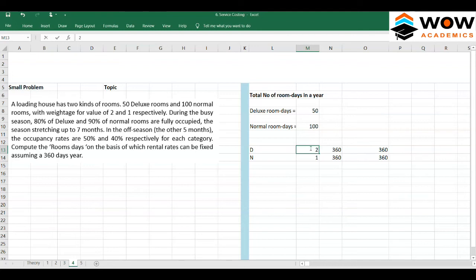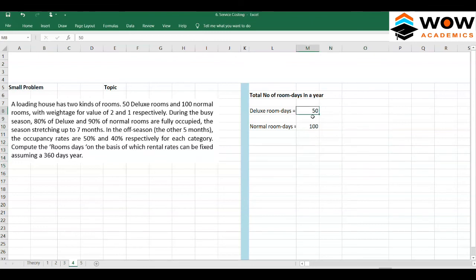You have totally 3 normal rooms. Even though physically the deluxe room is just one, proportionately, cost wise or revenue wise, it is like 2 normal rooms. So now how many room days do you have? You have 720 room days here, and here you have another set of room days. So totally the hotel has 1080 room days available. That's how we have to work it out.